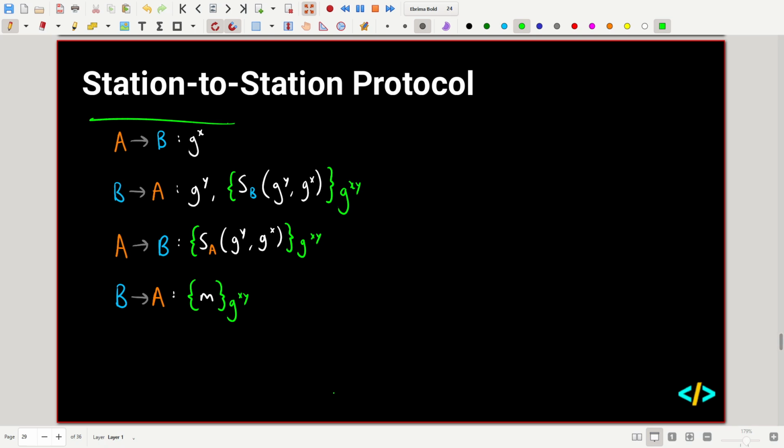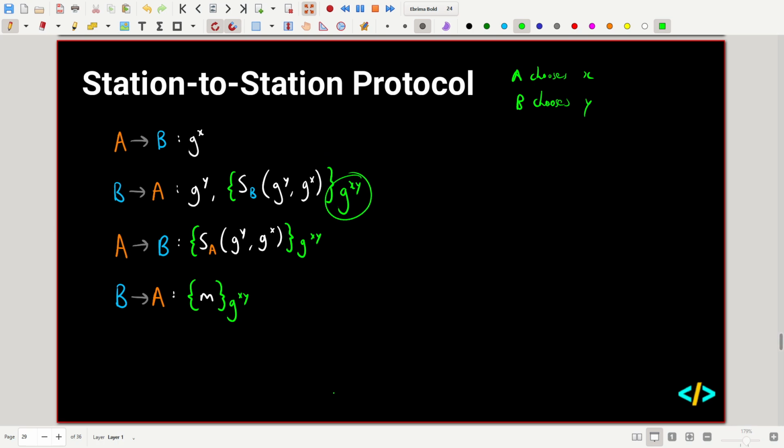Before this protocol, one thing I haven't written is just what we had on the other slide. So A just chooses X. B chooses Y. Okay, so A will send this, G to the power of X. B will then send G to the power of Y, and encrypt this using G to the XY.